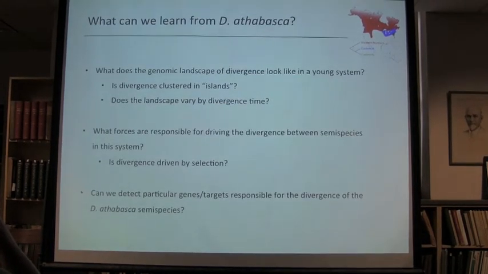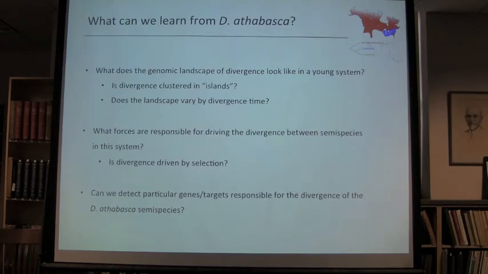So what can we then learn about speciation from Drosophila athabasca? These are some of the first questions that we decided to look at. We wanted to look at what the genomic landscape of divergence looks like in this system, which is a young system, a unique new thing to look at in speciation. What forces are driving the divergence between the semi-species, and can we detect particular genes or targets of the genome that are responsible for the divergence of the semi-species?